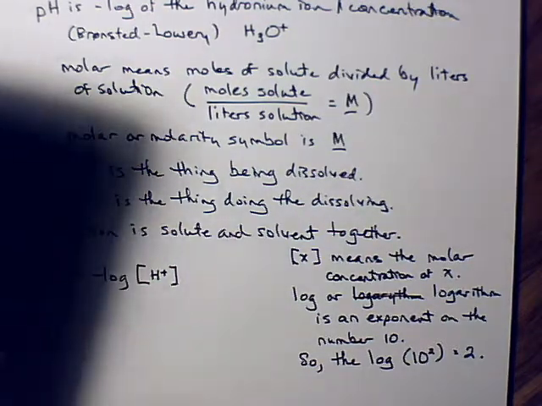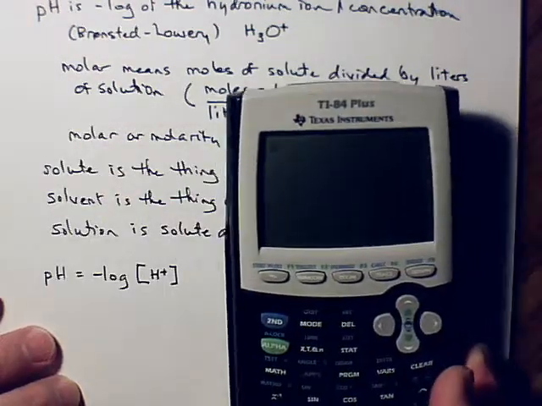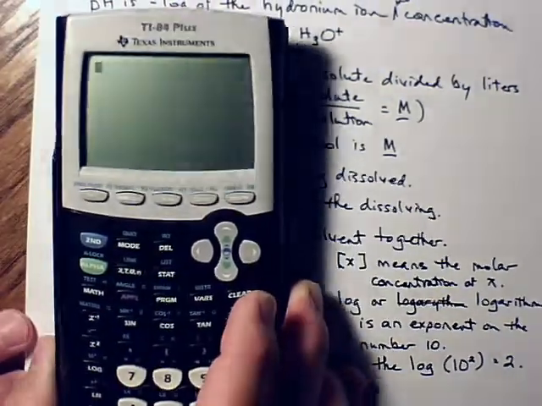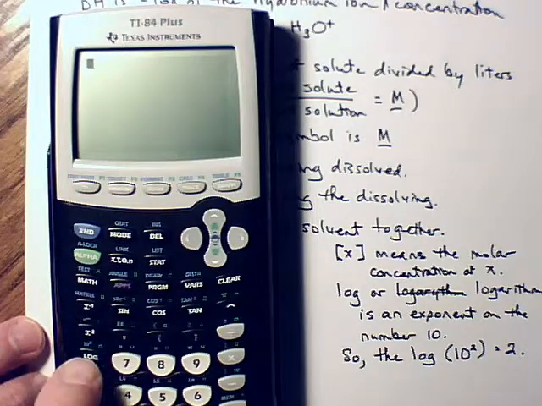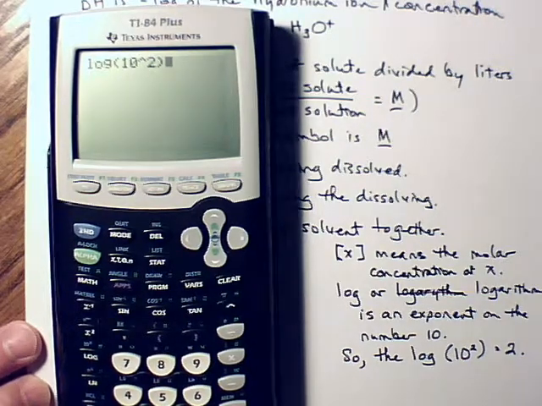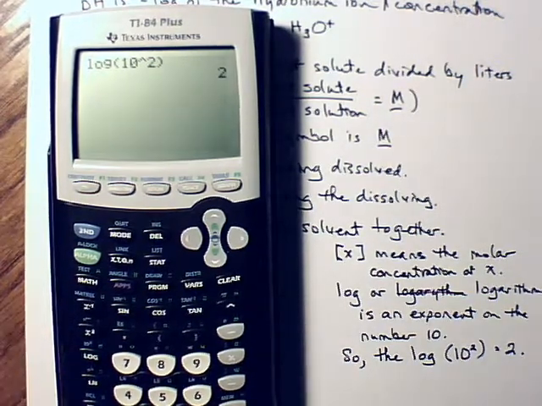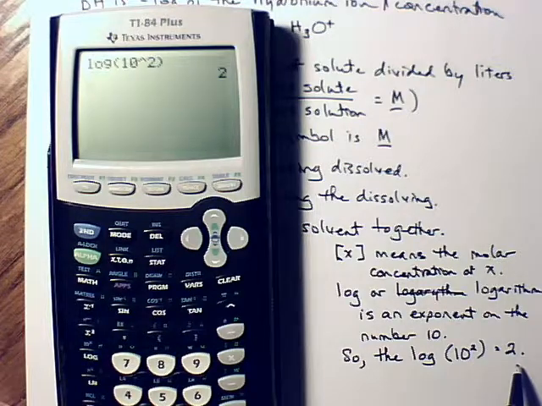More expensive calculators make it a little bit easier for you. Now I have several different calculators. I have a TI-84 here. So I'm going to find the logarithm button on my calculator. It's right here, there's log. I'm going to put in the number 10, put an exponent of 2 on that 10, and close the parentheses. And I get the number 2. So there's how you can see for yourself: a logarithm is simply an exponent on a 10.